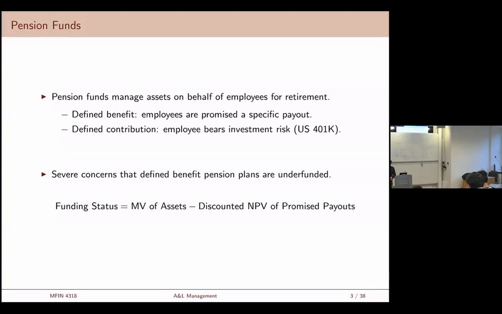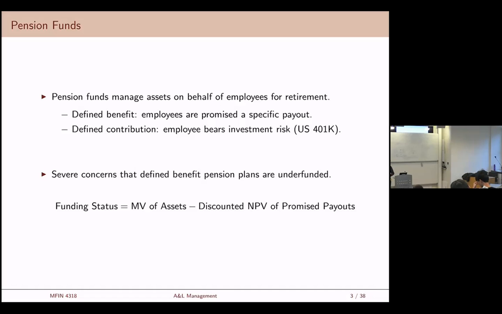So what are pension funds? Well, you all know that these are institutions that manage assets on behalf of employees. You're employed, typically you make contributions in the pension fund, and then you get payouts when you retire. What's important is that there are traditionally two types of pension funds. One is defined benefit, the other is defined contribution.